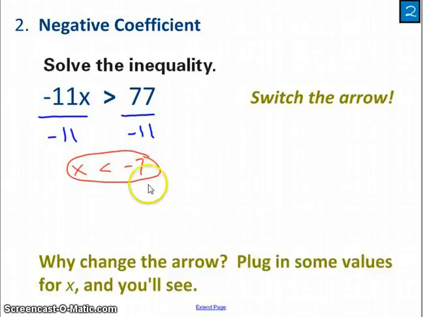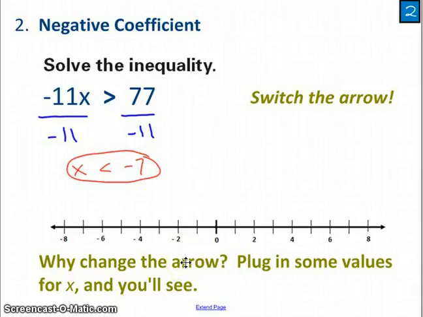Why did I have to change that arrow? Well, let's plug some values in for x and see. All right, here's where I said I was going to bring that number line back.